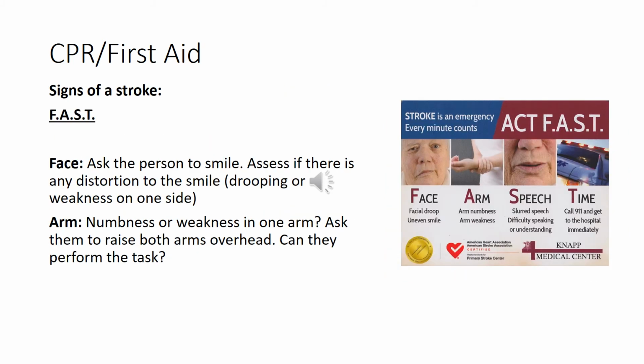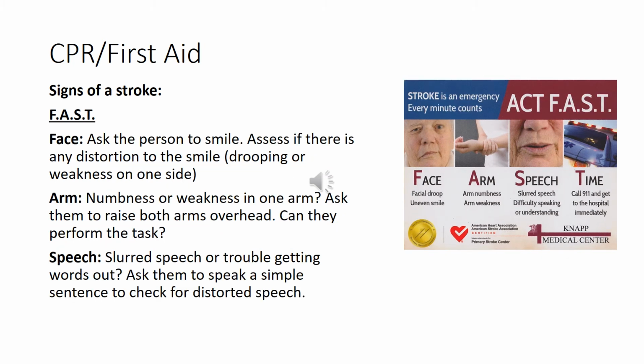And then the A in FAST is the arm. Is there numbness or weakness in this person's arm? They may not be able to tell, so ask them to raise both arms overhead. Can they do that? Are they holding one of their arms in their hand? Does it feel heavy? Does it feel weak? This may be something subtle.